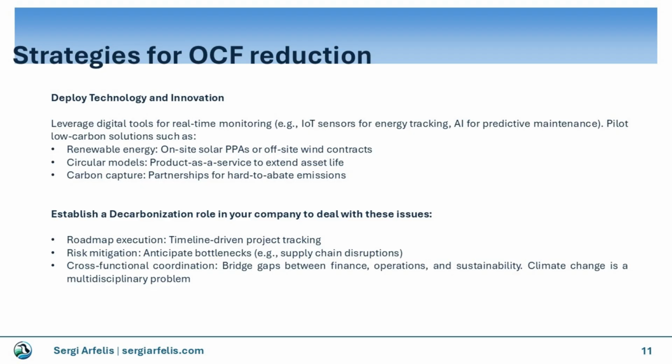But here's something many organizations overlook. You need someone dedicated to making all this happen. Establishing a decarbonization role or team within your company is crucial for success. This person or team should handle roadmap execution with timeline-driven project tracking, anticipate and mitigate risks like supply chain disruptions, and most importantly, coordinate across departments.